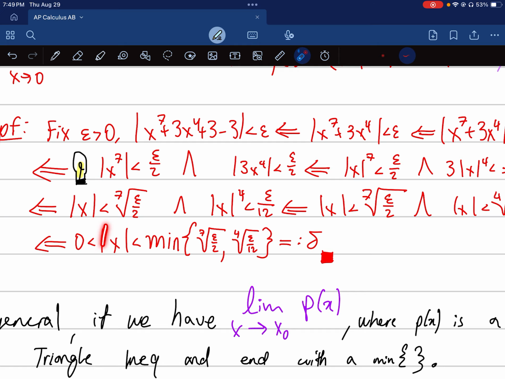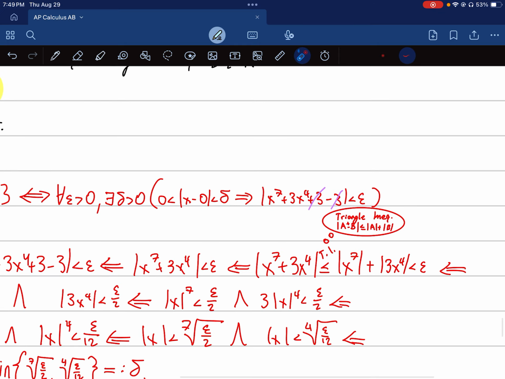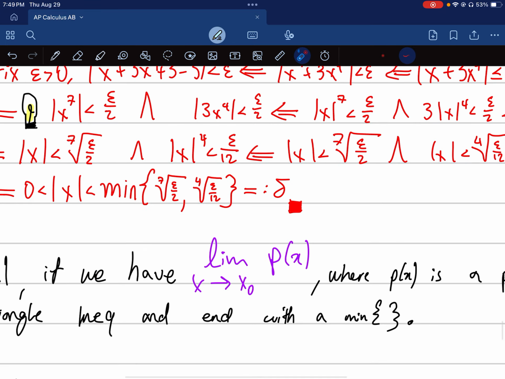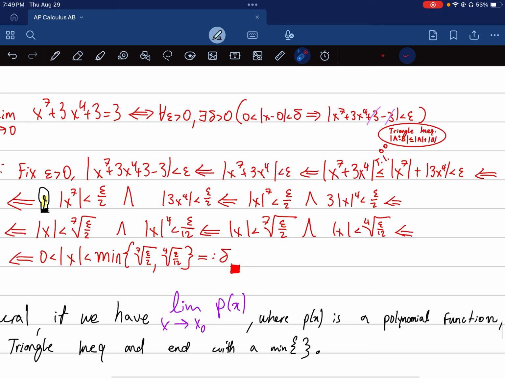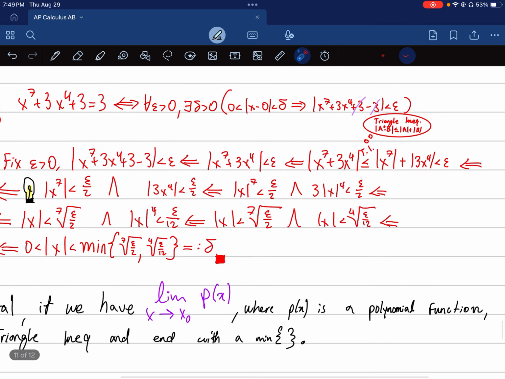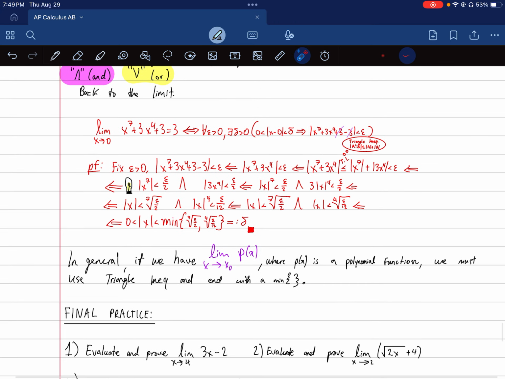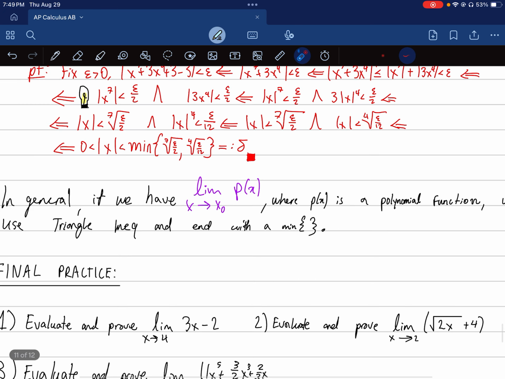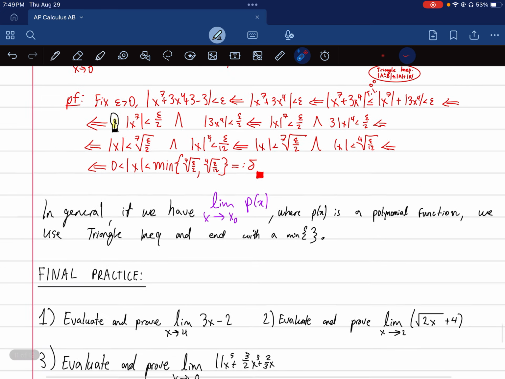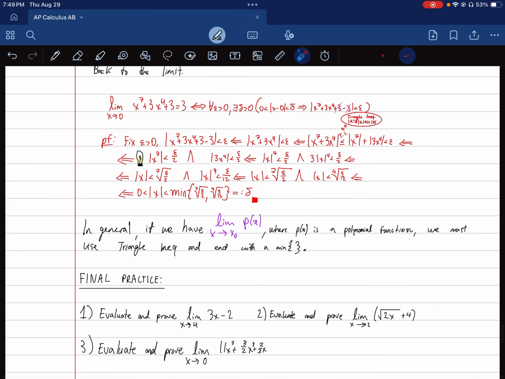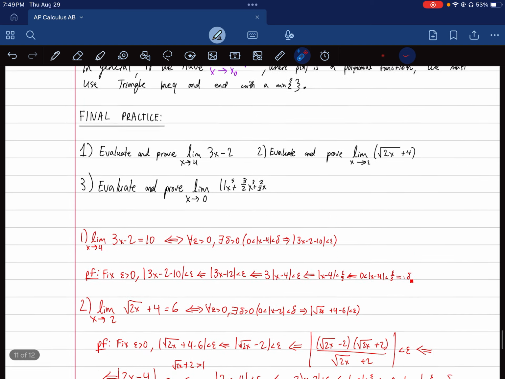Finally, we have our absolute value of x, which is exactly what we were looking for as we wrote right here. We can just write the absolute value of x since it's x minus 0. And in this case, we'll choose delta to be the minimum between these two values. In general, if we have the limit as x approaches x naught of a polynomial function p of x, we must use the triangle inequality and end with some minimum function. That's just a structure we'll learn.